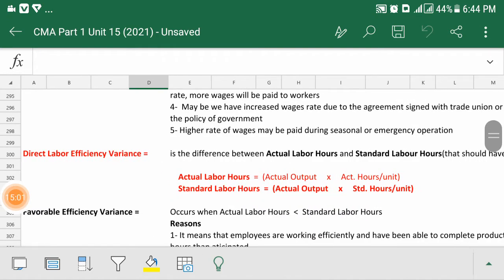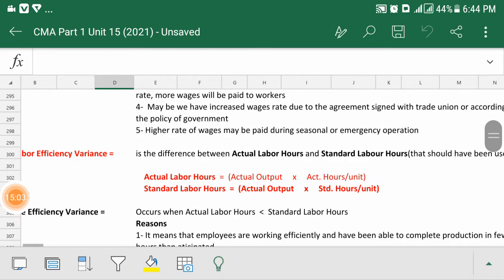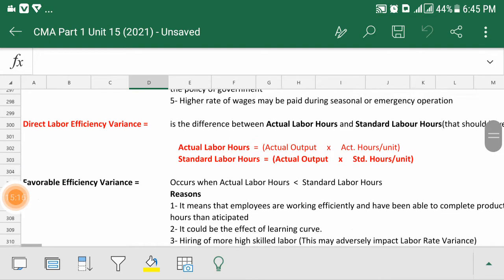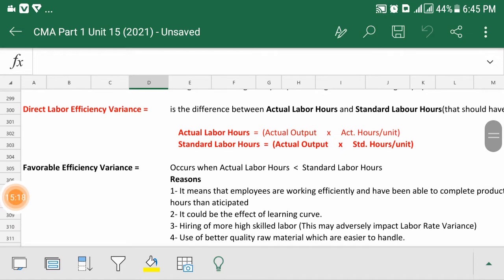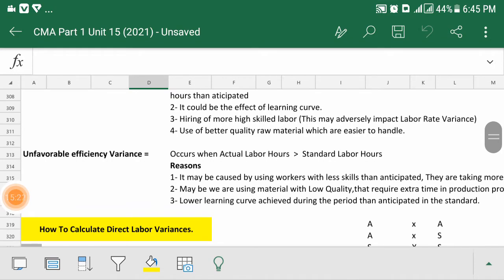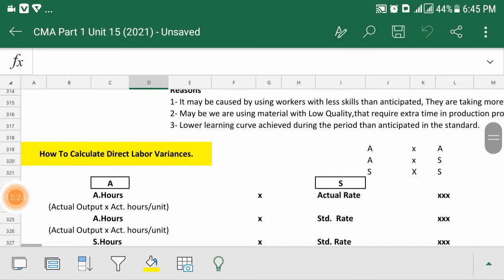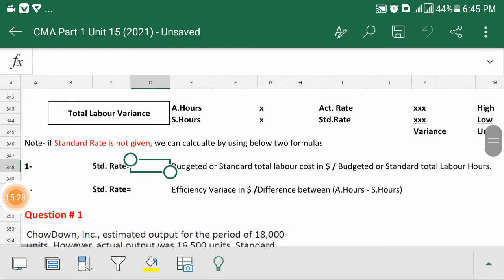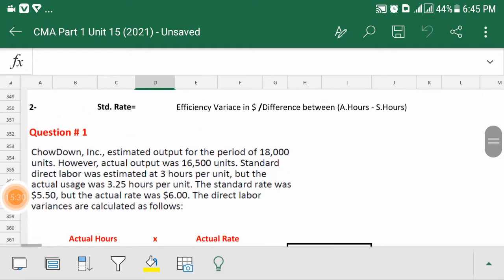Here is the direct labor efficiency variance. It is the same: when the actual labor hours are greater than the standard labor hours, that represents the labor efficiency variance. It will be favorable when the actual is less than the standard, and unfavorable when the actual is greater than the standard. The formula is already written here, so you can go through it once and find the exact reason.